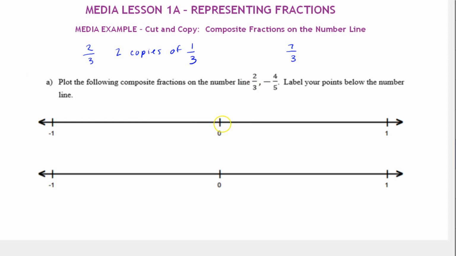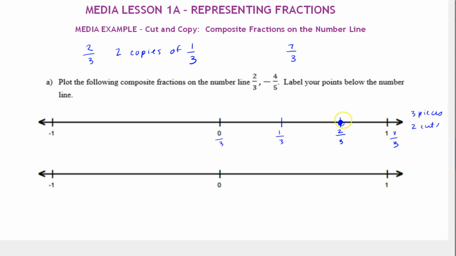So the first one is 2/3. It's positive. Between 0 and 1, I need 3 pieces, so that means I need to make 2 cuts. Okay. I'm going to approximate these the best I can. That looks pretty good. So labeling these, this is 0/3. This would be 1/3, 2/3, and 1 is another way of writing 3/3. So 2/3, again, would be 2 copies of 1/3.